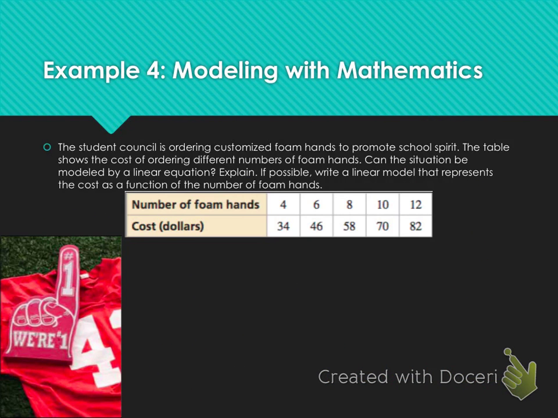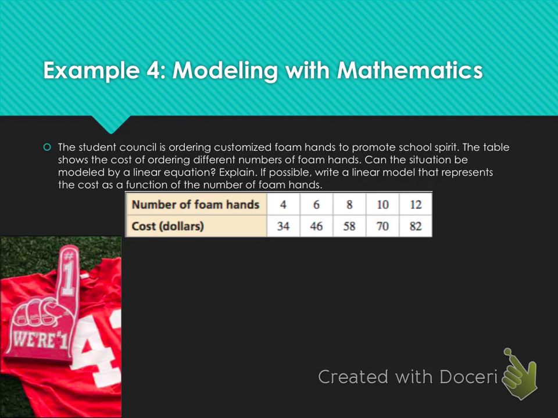So how about when we're modeling with mathematics? A student council is ordering customized foam hands to promote school spirit. The table shows the cost of ordering different numbers of foam hands. Can the situation be modeled by a linear equation? Explain. If possible, write a linear model that represents the cost as a function of the number of foam hands.